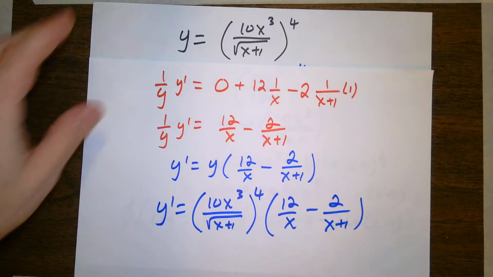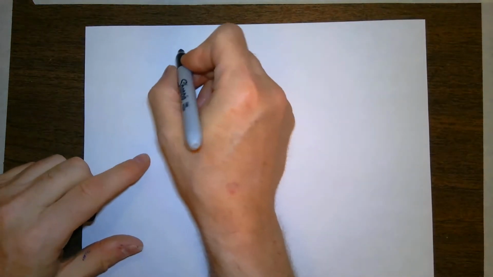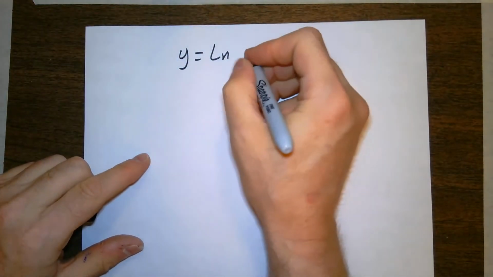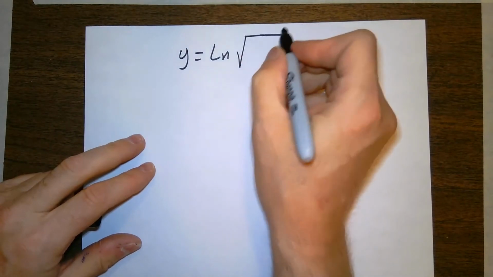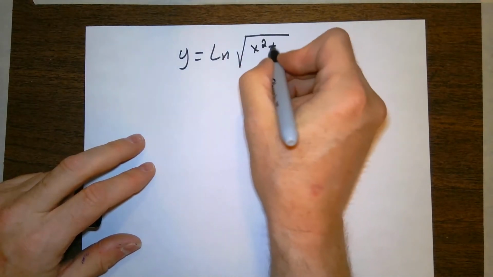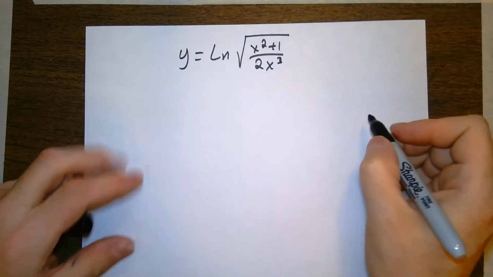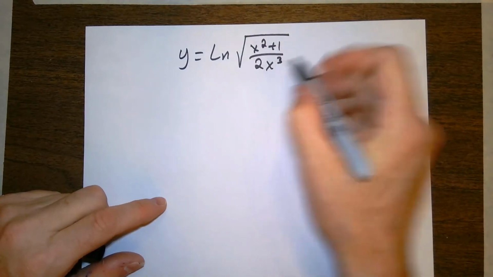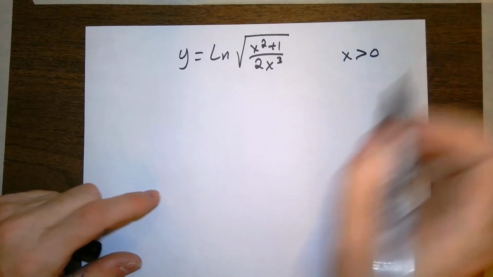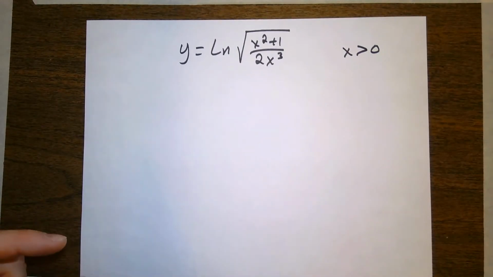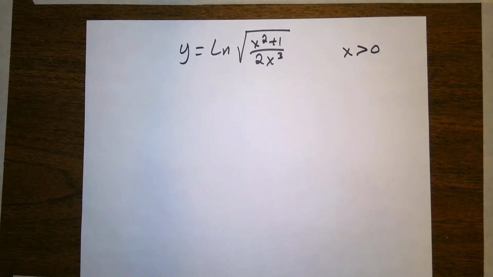All right, so let's look at one more, the one that I started to do a little bit earlier, and then I said, nope, I wanted to change it. So let's look at that one now. And that one was y equals the natural log of the square root of x squared plus 1 over 2x cubed. And of course, we're going to have a restriction here that x is going to have to be bigger than 0. So if I take the derivative of this, now it's already got the natural log here.